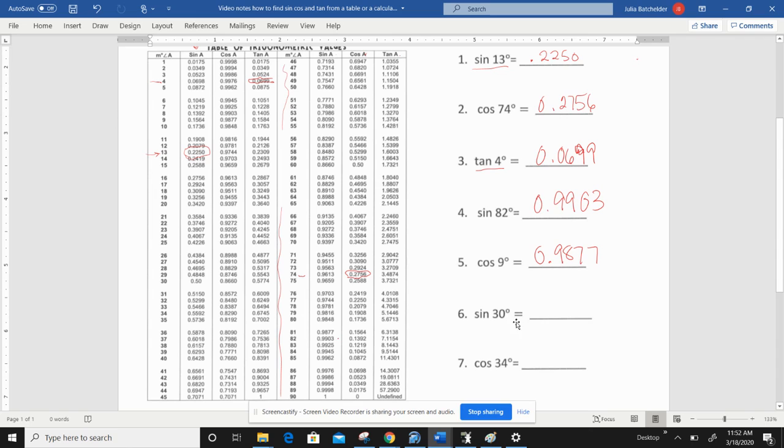It might be you hit sine and then type in 30. And you want 0.5000. And cos of 34, I've got the table right here, so I'm just going to use the table: 0.8290.